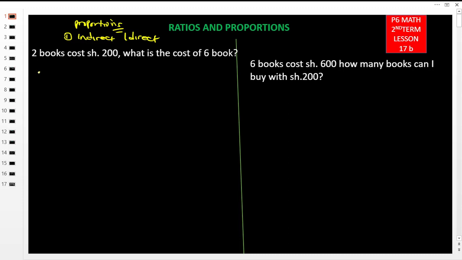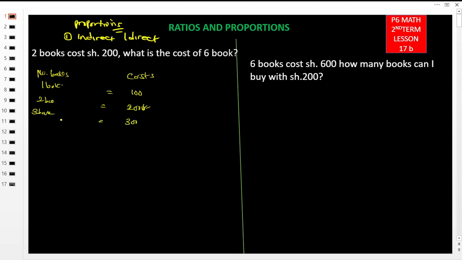Now for example, before we go any further, if you have a book, let us get number of books here. We are dealing with the books, then let us get our costs here. Now if you have one book here, then we say it is costing 100 shillings. Then if they become two books, now they are going to be 100 plus 100, that is going to be 200 shillings.